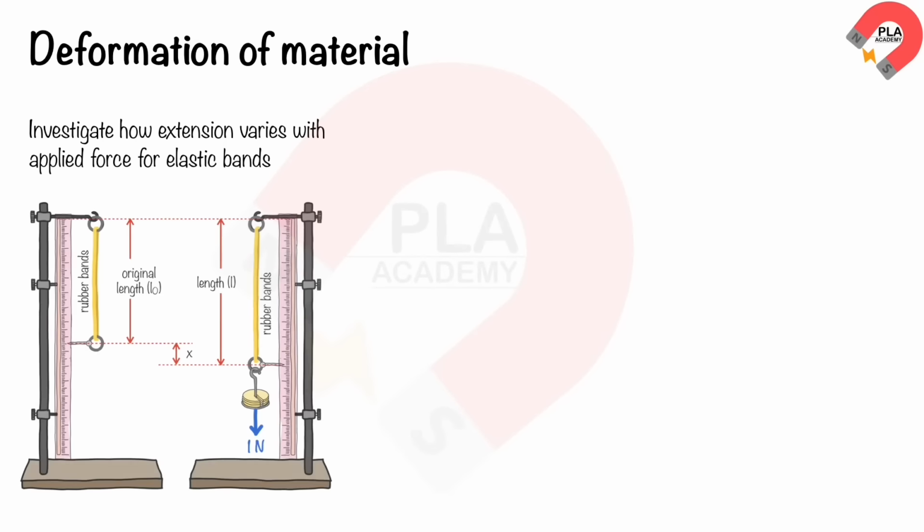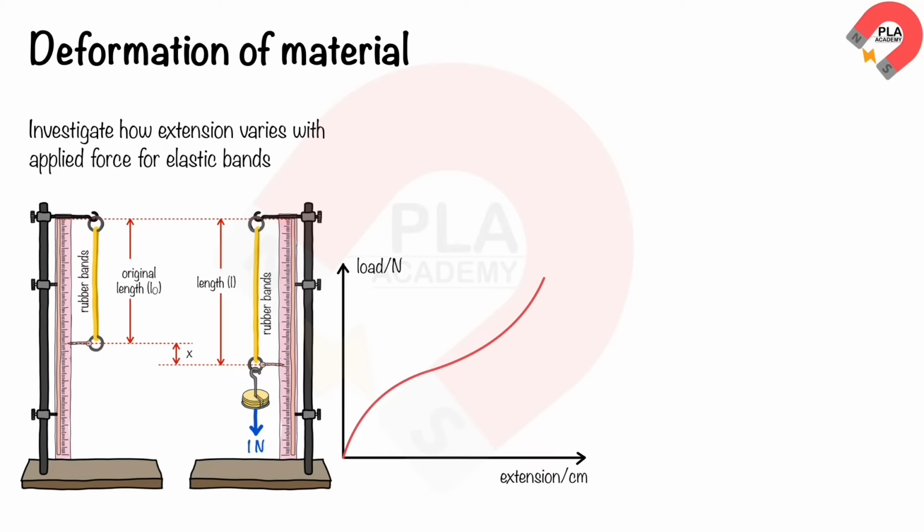Investigate how extension varies with applied force for elastic bands. We set up the apparatus, as shown, to investigate how an elastic band stretches under load. If you stretch an elastic band with increasing load forces, we get a graph of load against extension as shown. The graph is not a straight line, showing that elastic bands do not obey Hooke's law.